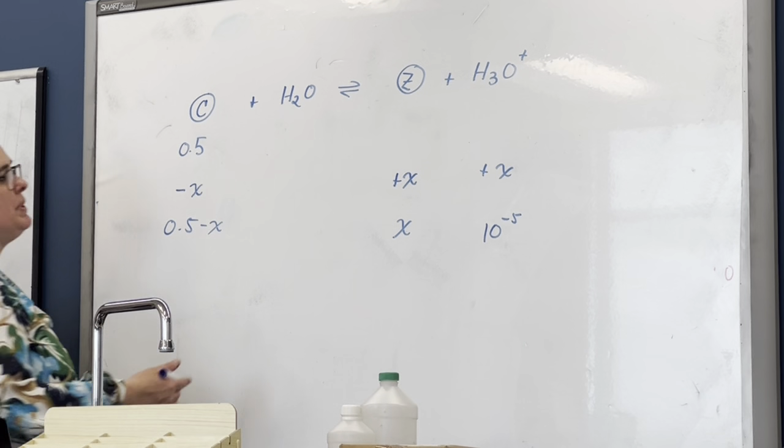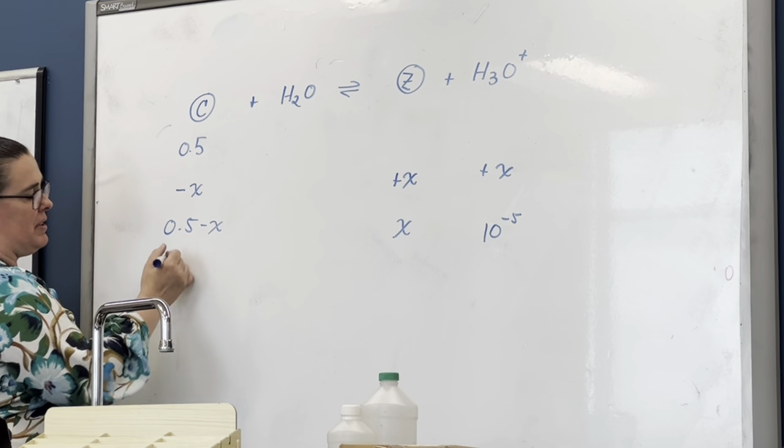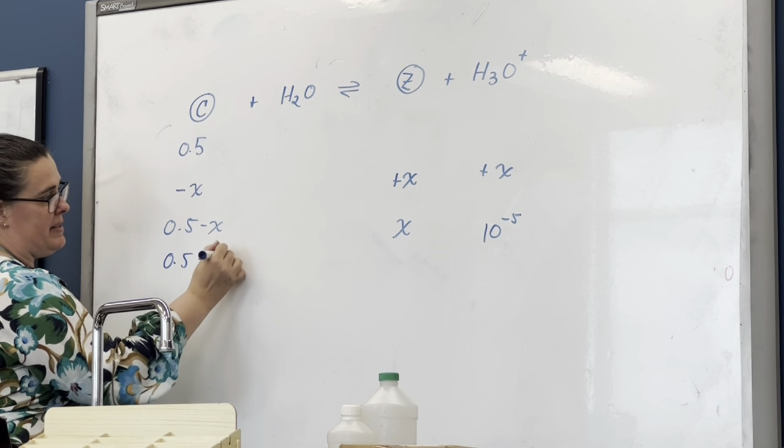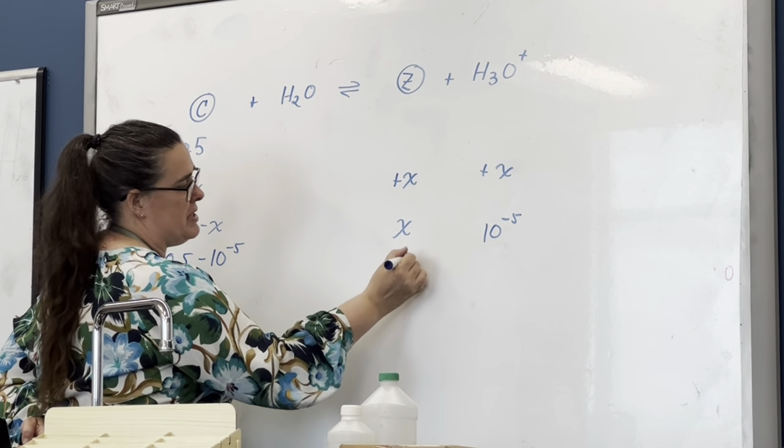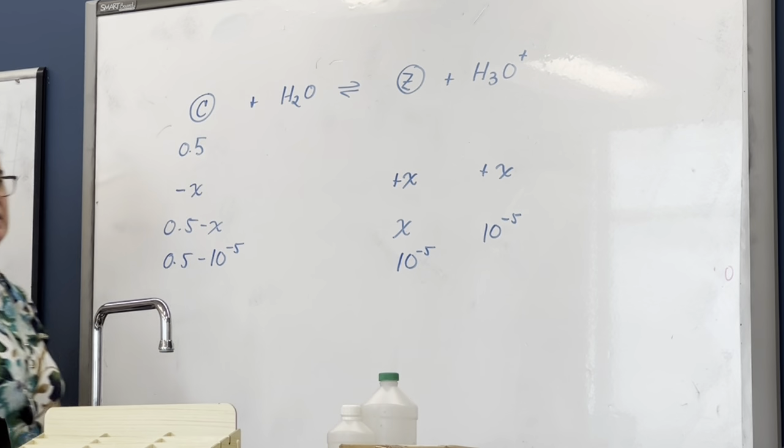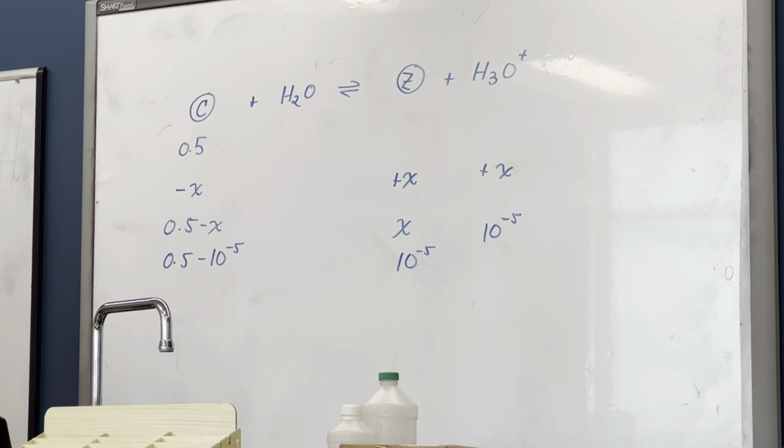So I think that if you believed that, you would say that this number is 0.5 minus 10 to the minus 5, and this number is 10 to the minus 5. And that's just not quite, it is what we got. It is what we got. I'll do it that way.